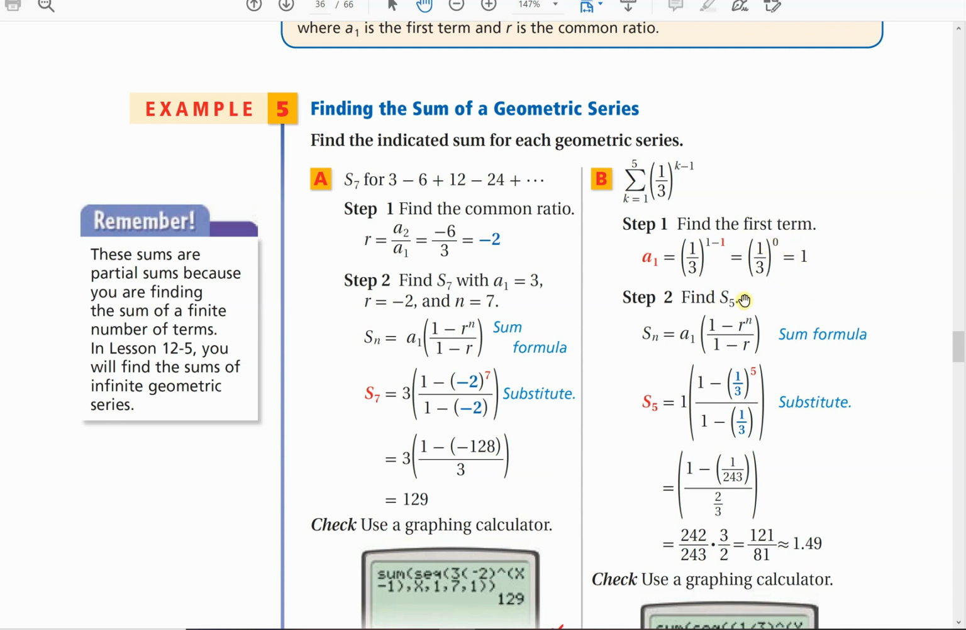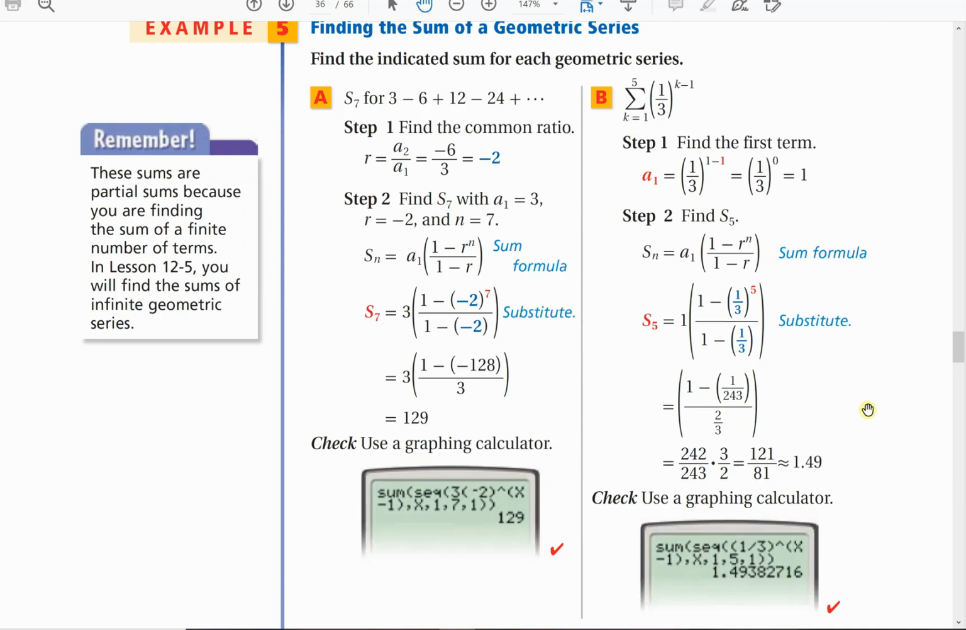So then we find the fifth term. Actually, we don't even need to find the fifth term. We're just going to plug in. All we need is A1. So 1 times 1 minus 1/3 to the 5th divided by 1 minus 1/3. 1 minus 1/243rd divided by 2/3. That's just going to be some fractions. Multiply them out. You get about 1.49. 121 divided by 81. So there it is.